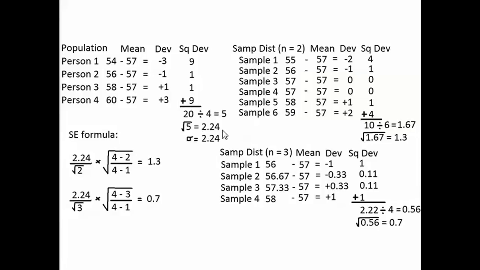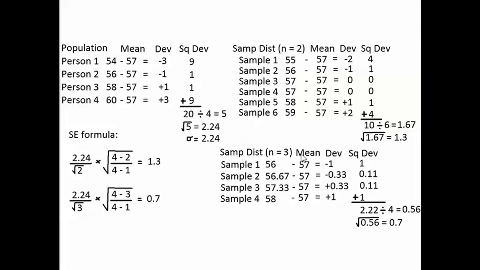After doing all of this work, I can see that the standard deviation of the 4 people in the population is 2.24. Once I know what the population standard deviation is, I can just plug it into the standard error formula right here. And I would also plug in the population size of 4 and the sample size of 2. The sample size is 2 because I'm trying to find the standard error for the sample size of 2. After I go through all of this work right here, I would get 1.3 as my answer. So both methods would tell me that the standard error for the sample size of 2 is 1.3.